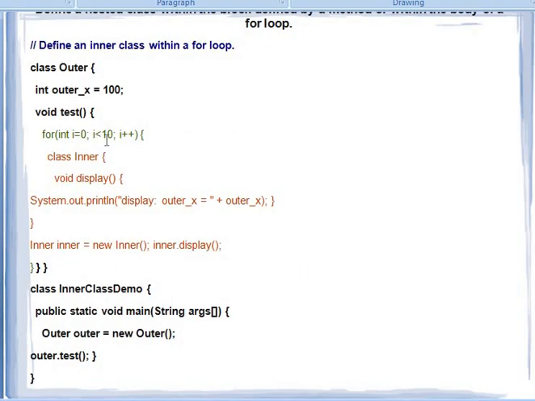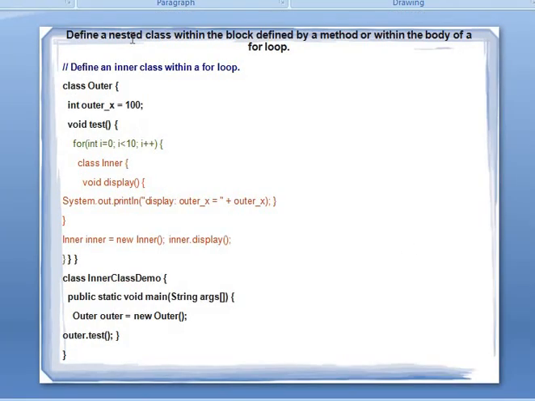See, another example is here. Define a nested class within the block defined by a method or within the body of a for loop. So here, see the red colored inner class. So that inner class is placed inside a for loop. That means the body of the for loop is our inner class.